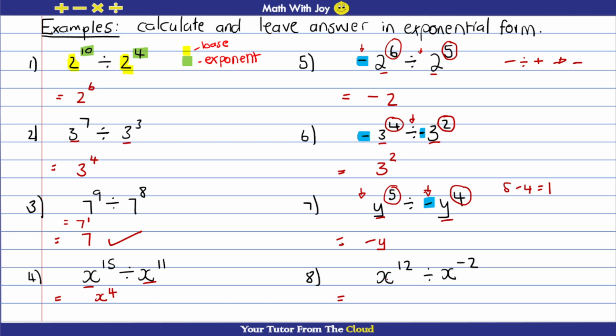Over here, we got x divided by x. So all you have to do is subtract the exponents. So what is 12 minus 2? As we have learned here at the top, a minus times a minus is going to give us a positive. So this becomes 12 plus 2. So that's going to be 14, because this whole thing here becomes a plus. And that's how you get 14. So this is now x to the power of 14.